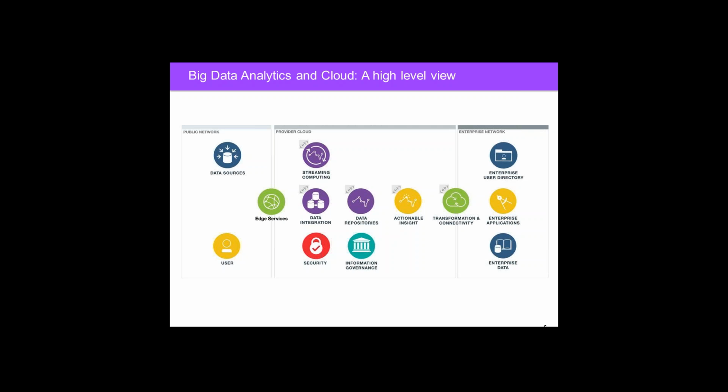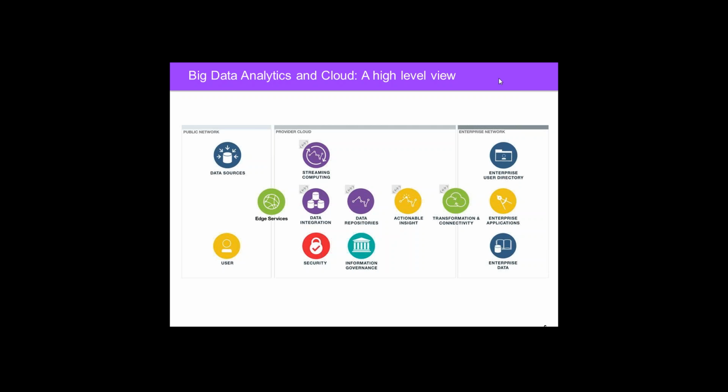On slide 6, at a bird's eye view, we have broken down the capabilities within a big data and analytics environment into 3 broad categories. There are capabilities that exist in what we would broadly call the public network, and these may be data sources. The public network here is anything that exists outside of the enterprise network.